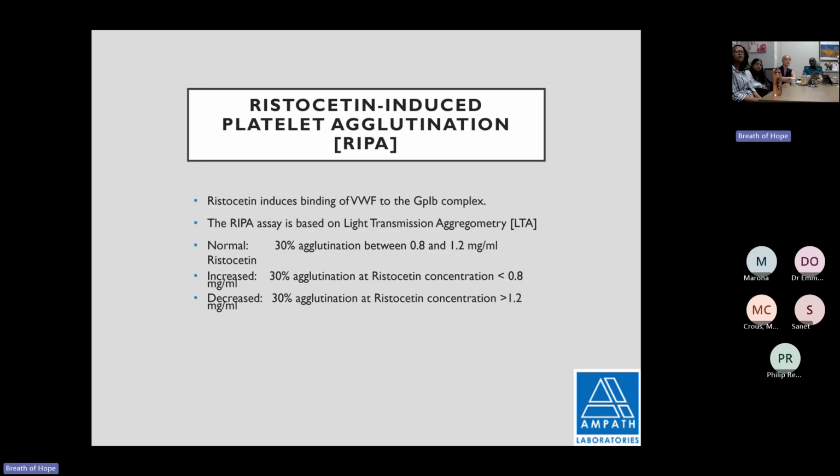And then ristocetin-induced platelet aggregation, like I mentioned, is just a platelet aggregometry test. And they use it for electron emission aggregometry. And in a normal, we'll just use a normal percentage of ristocetin, and we'll see the agglutination. And then we'll also use a lower concentration to see if there's increased binding. And then in a decreased response, we'll actually also increase the amount of ristocetin.